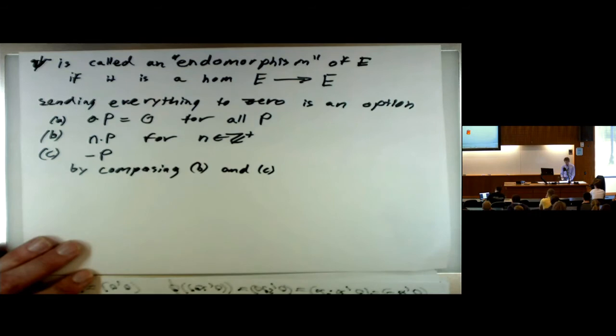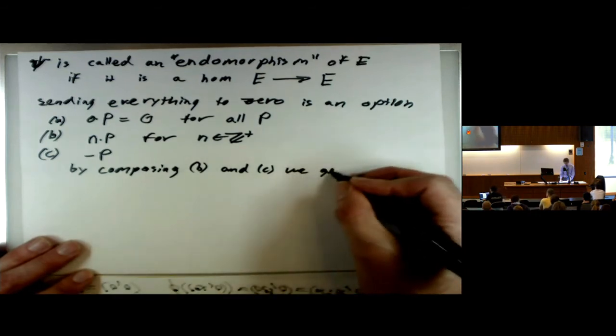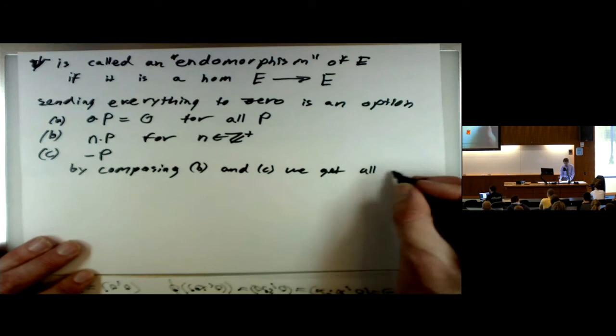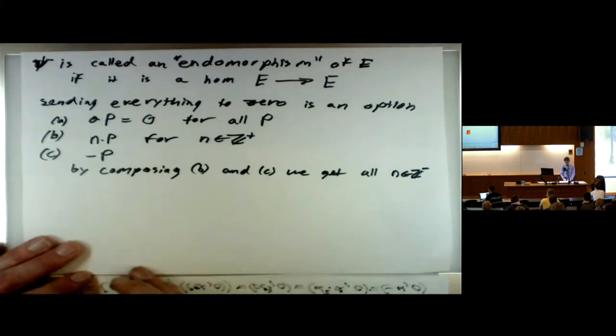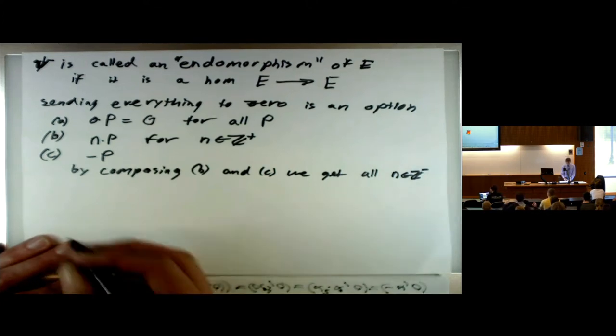By composing B and C, we get all in C. All right, all negative n. So basically, we have one endomorphism for every integer. And that's true regardless of what field we're working with. But over finite fields, we also have the Frobenius endomorphism.